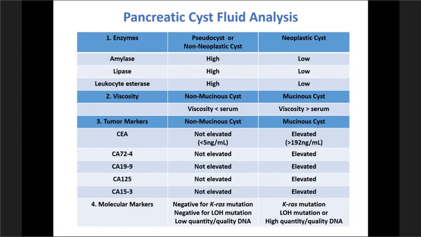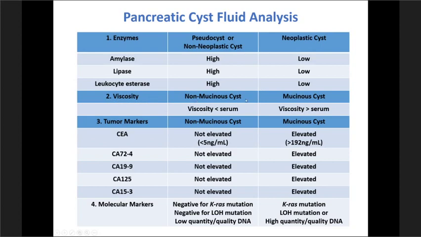So ancillary studies are very important. Remember, you can collect for enzymatic analysis. You can visually look at it for viscosity demonstration as to what it looks like, and then other markers are very helpful. Amylase is very important. Remember, if it's a non-neoplastic cyst, it will be high. For neoplastic cysts, it will be low. One point I want to make over here is that IPMNs can show you a high level of amylase.